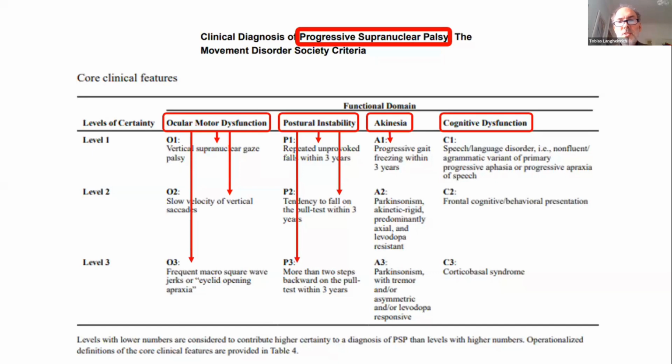This is your Parkinson's, akinesia. Now this is a sub-disorder where people only have problems with gait freezing. A2 means that they are rigid mainly axially, and A3 means they look like Parkinson's disease, really.